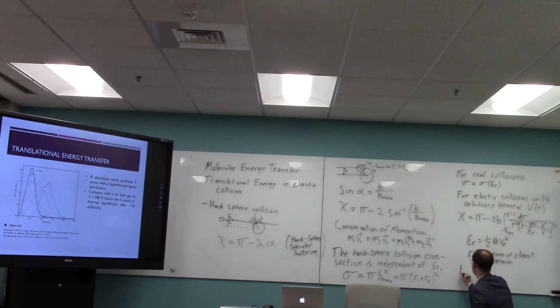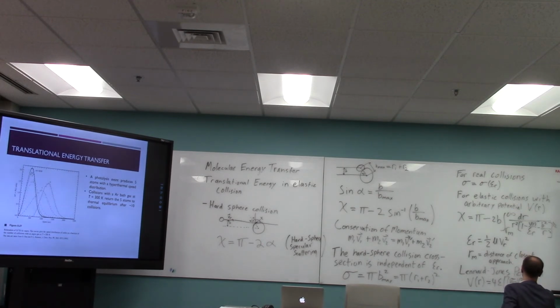Okay, and one potential that's commonly used for atomic scattering is the Lennard-Jones potential, also called the 6-12 potential. That has the form V of R equals 4 epsilon times sigma over R to the 12 minus sigma over R to the 6. So you can see why this is called the 6-12 potential.